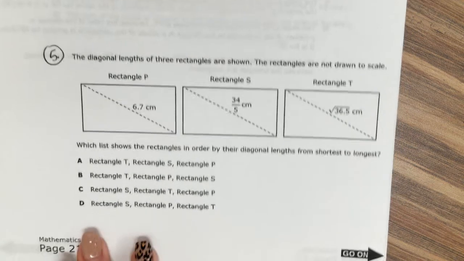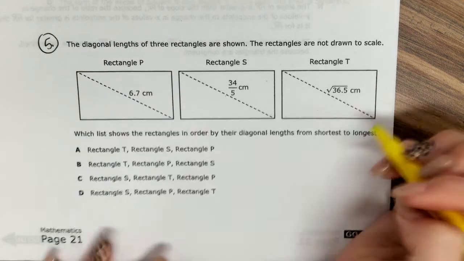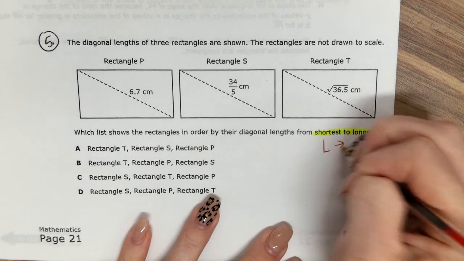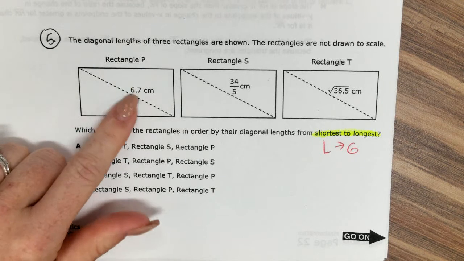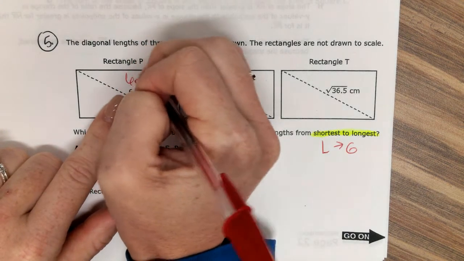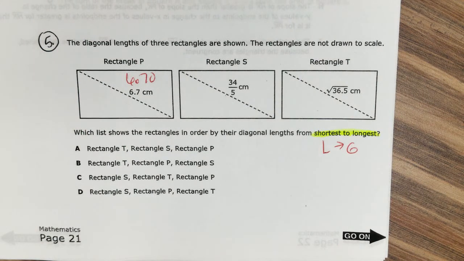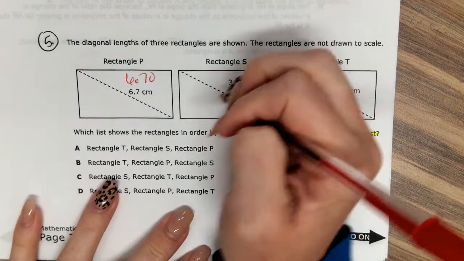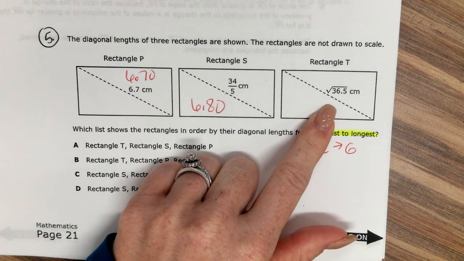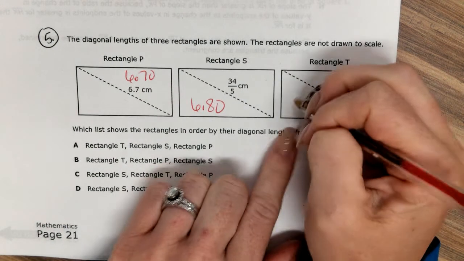All right, number 5, what was the clue words? Shortest to longest. So what does that mean? Least to greatest or greatest to least? Least to greatest. So what did you have to do? Change these to decimals. So this is 6.70. 34/5 is 6.80. And then the square root of 36.5 is 6.04.